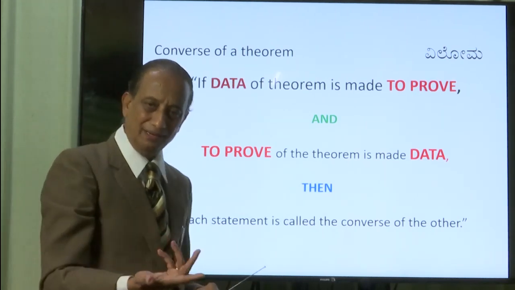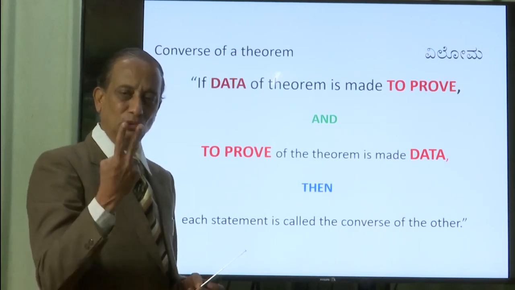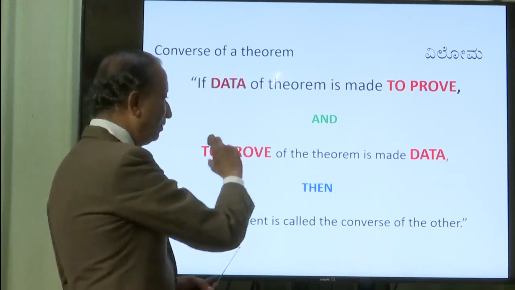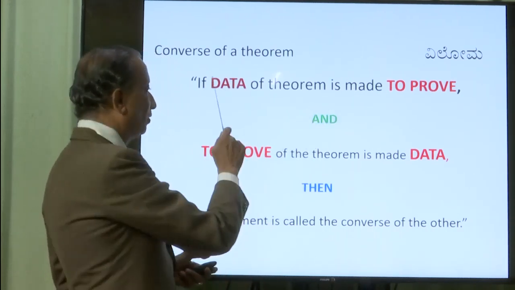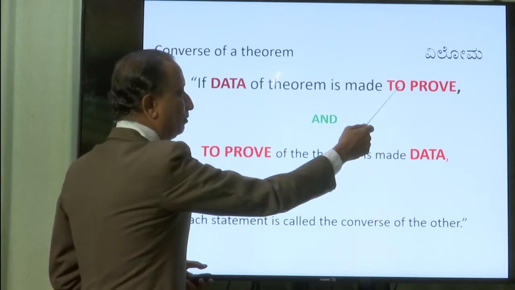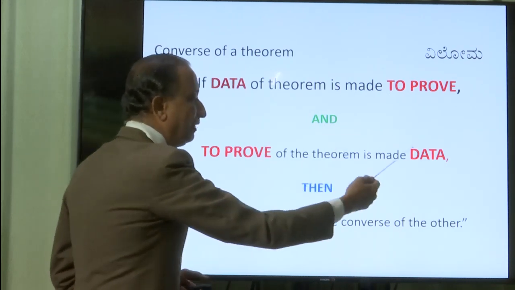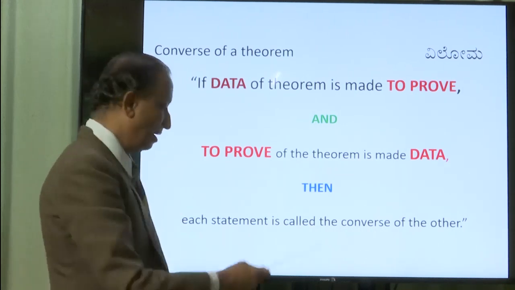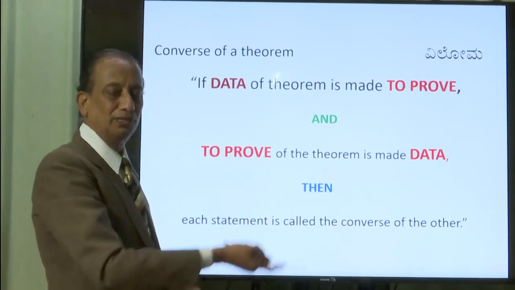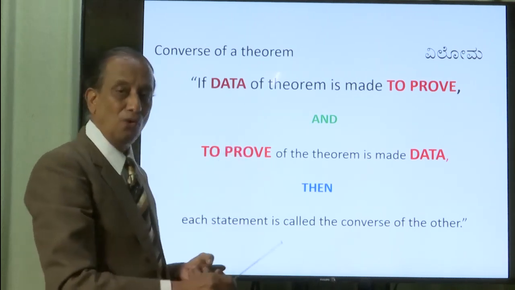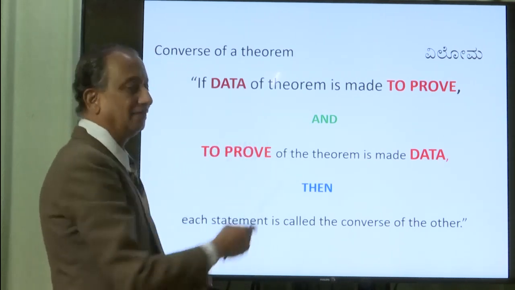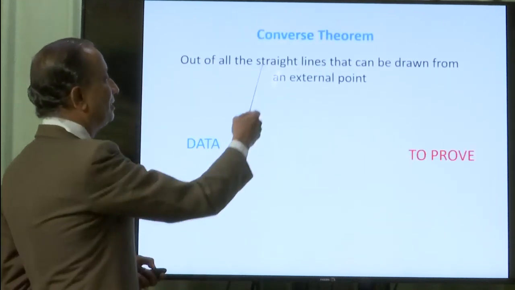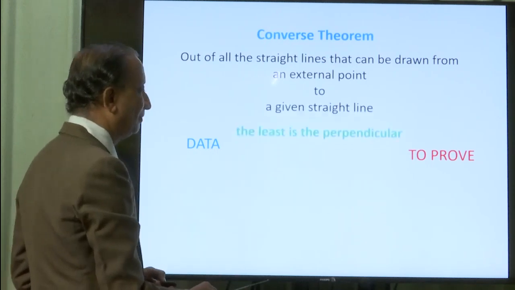If you take any theorem, any proposition, it will have two things. One is the data part, the hypothesis. Another is the conclusion part. So, if you make the data as to prove, and convert to prove into data, you will get another new theorem, a new statement, and that is called the converse of this theorem. Now, having understood the meaning of the converse of a theorem, let us try to understand what is the converse of this theorem.